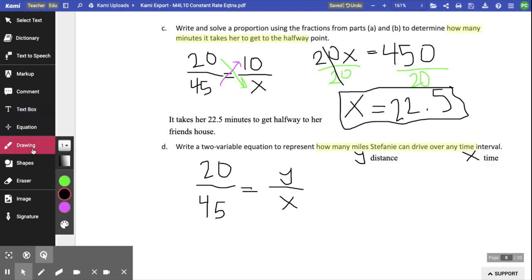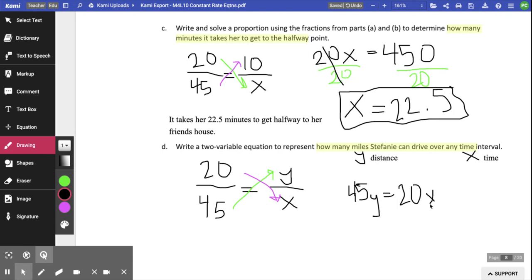Now what we want to do is solve so we can create an equation, a linear equation. So I'm going to cross multiply 45 times y and 20 times x. Remember, it does not matter which order you start with as long as you cross multiply in the correct way. So let's say in this case, I'm going to do 45 times y. That's going to give me 45y. And it's going to be equal to the other cross multiplied product, which is 20 times x, which is 20x. Okay?